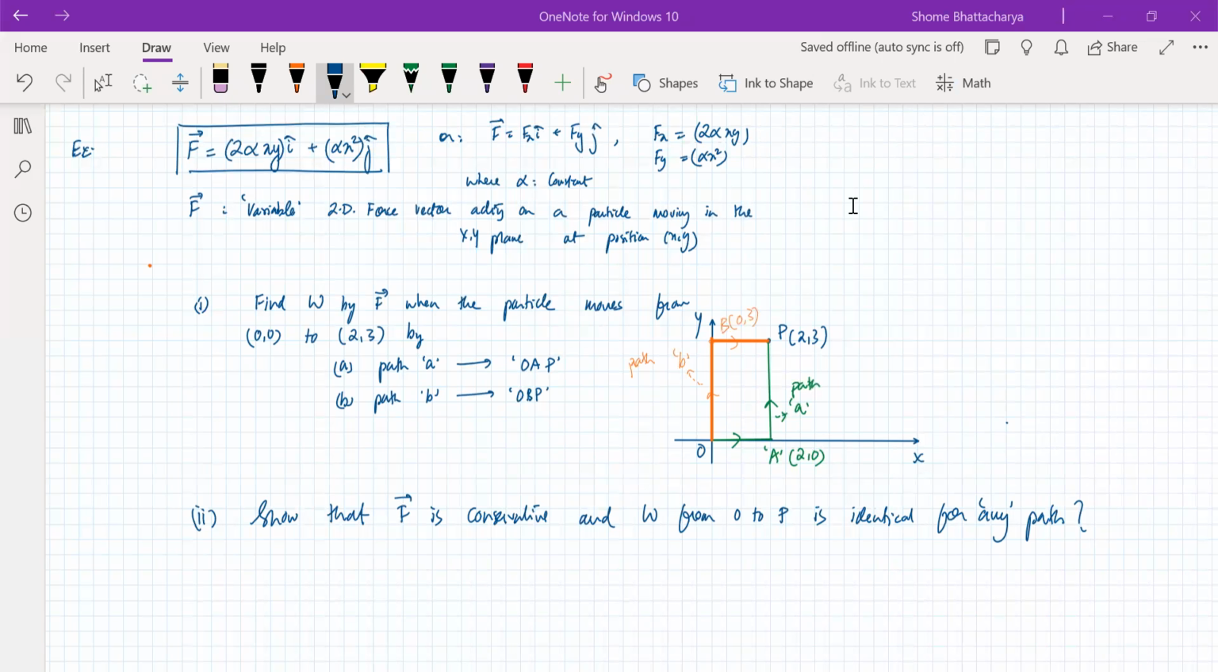Yes, sir. So for such a point, what is your force? It's alpha x square j cap, no? Because y is 0 at every point. Yes, sir, for the first part O to A, there will be alpha x square j cap. And what about the displacement ds? It's going to be dx i cap, no?